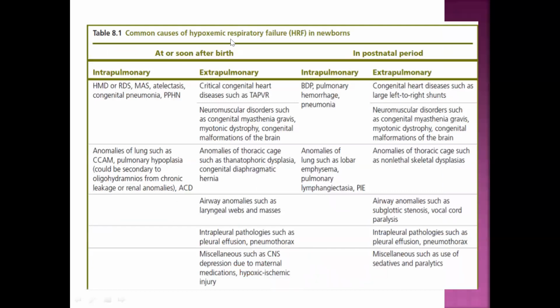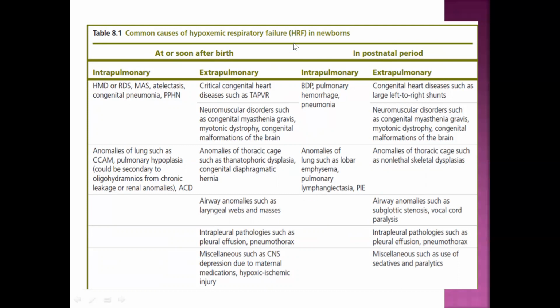Coming to the causes of hypoxemic respiratory failure in newborns, soon after birth and in the postnatal period. Soon after birth, intrapulmonary causes are hyaline membrane disease, meconium aspiration syndrome, congenital pneumonia. Extrapulmonary would be critical congenital heart diseases like TAPVC. In the postnatal period, intrapulmonary causes are bronchopulmonary dysplasia, and extrapulmonary is congenital heart disease with a large left to right shunt.